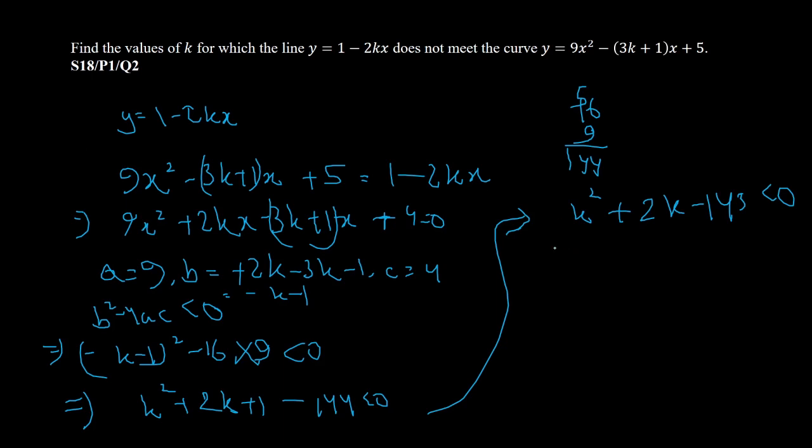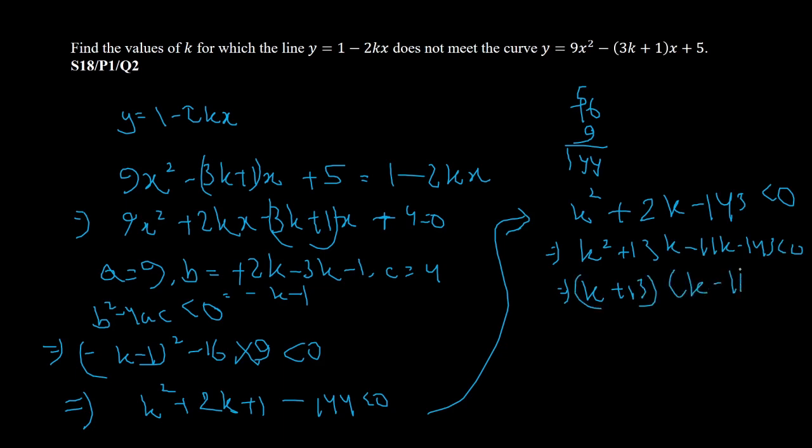Okay, I feel like it is actually probably divisible by 13. So if it's divisible by 13, so that we have 13k minus 11k minus 143 less than 0. There we go. So there we have k plus 13, k minus 11 less than 0, because we can take k common from here, and then we can take 11 common from here, and then we have something like this here.